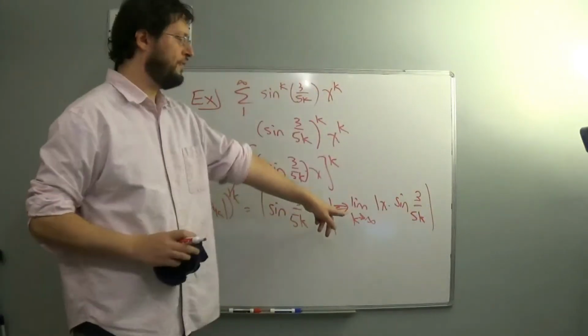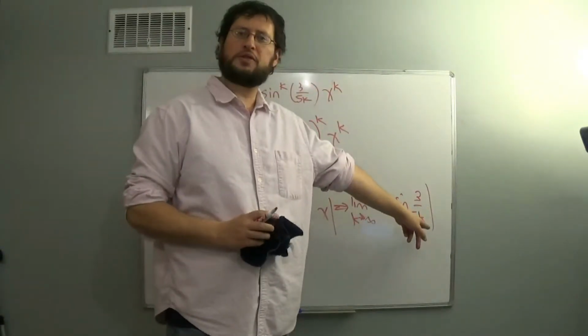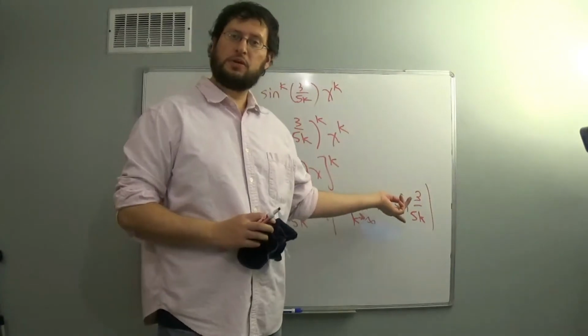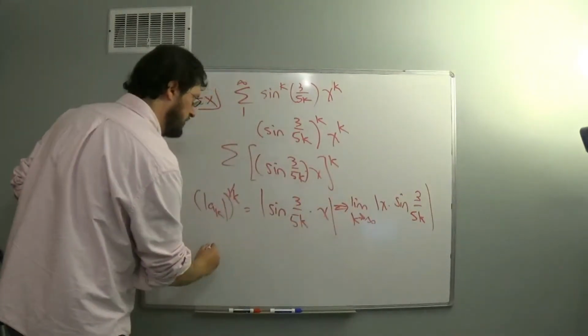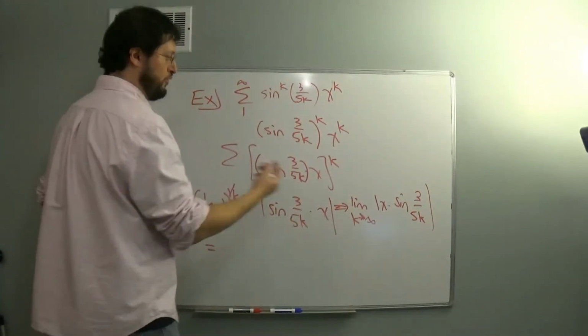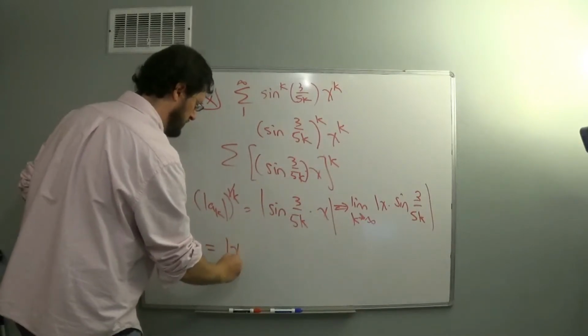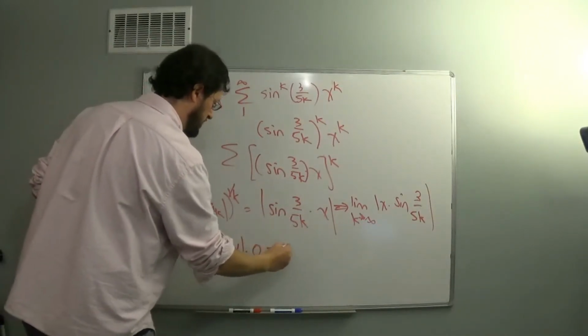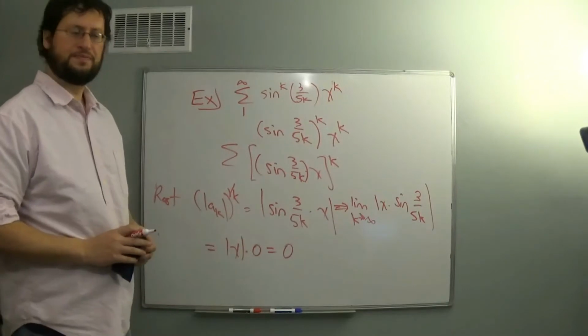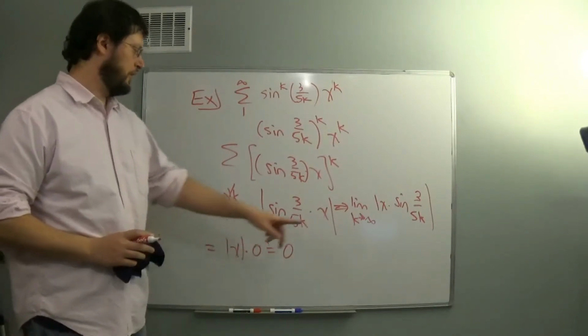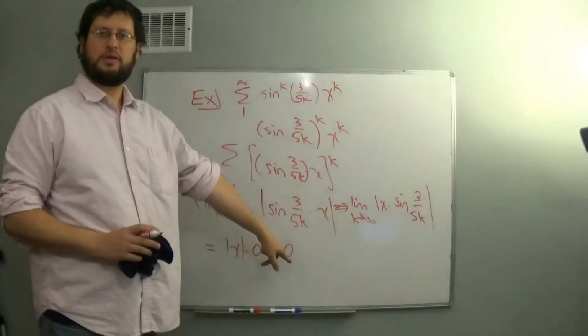Well, as k goes to infinity, this denominator goes to 0. Sine of 0 is 0. So this is absolute value of x times 0, which is 0. So the limit is 0. We have to be careful.